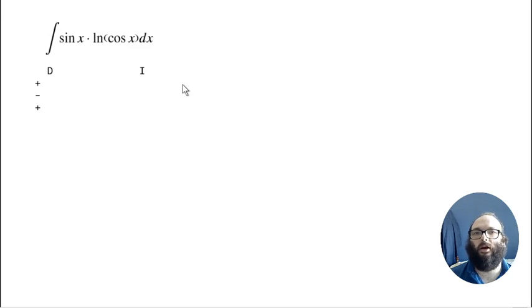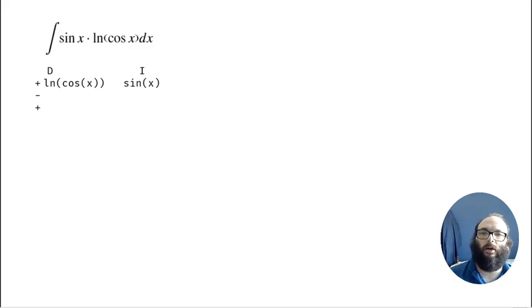So we're going to go ahead and pick our terms, and I pick natural log cosine of x to be my derived term, and the sine of x to be my integrated term, because I don't know how to integrate natural log cosine of x, at least not very well. It's certainly the harder of the two.